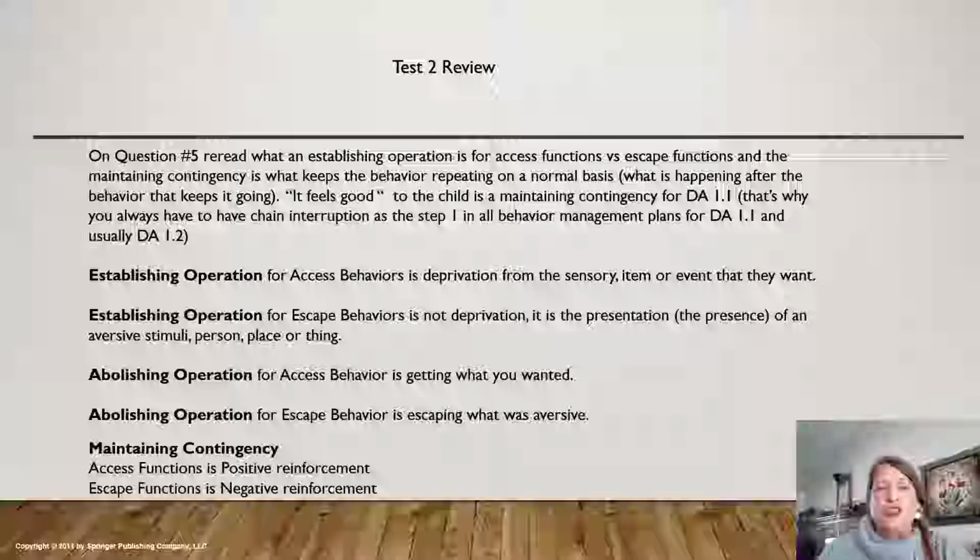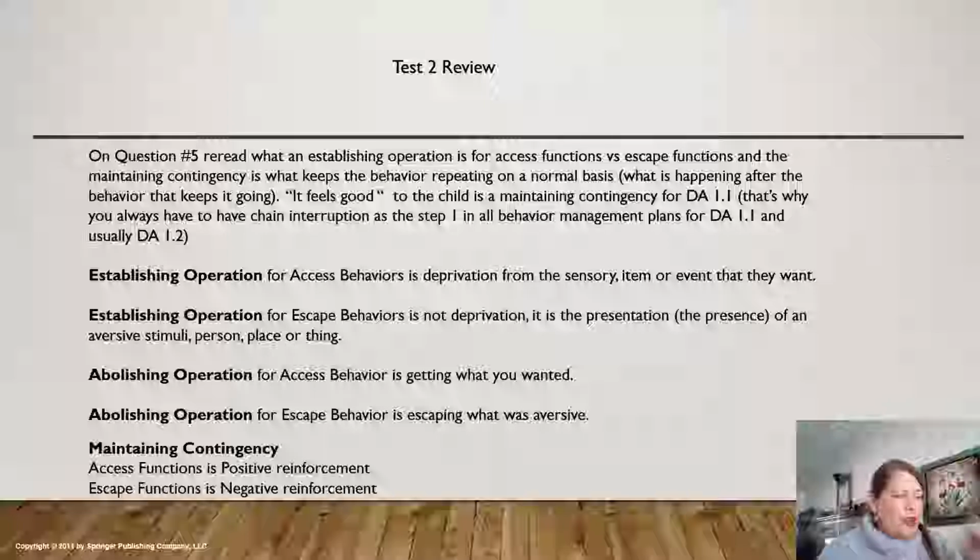Now, maintaining contingency has to do with the ABC. What is it that maintains the behavior over time? It does not mean what starts it, correct? It means what maintains it. So if you have a child that's allowed to bang their head whenever they're frustrated, and they are left unchecked, people let them bang their head, then that's the maintaining contingency. However the situation is, that they get to continue to run away or they get to continue to access, is your maintaining contingency. So the answer to that is they got what they want. That maintains it, all right?